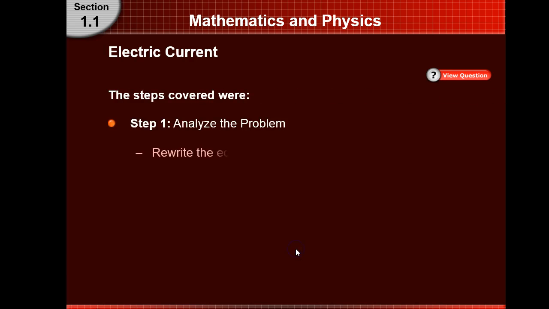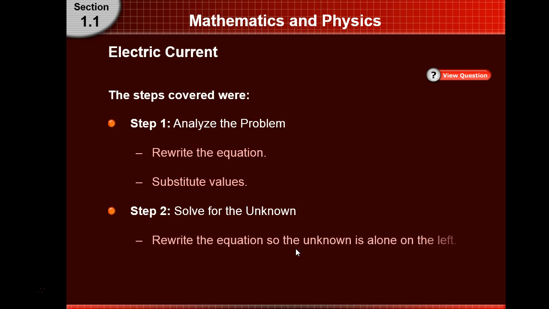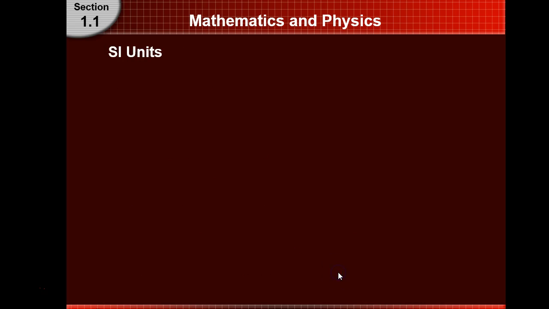So analyze the problem, rewrite the equation, substitute values. Step 2, solve for the unknown. Then rewrite the equation so the unknown is alone on the left, and then evaluate your answer.